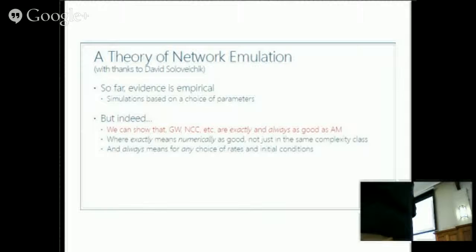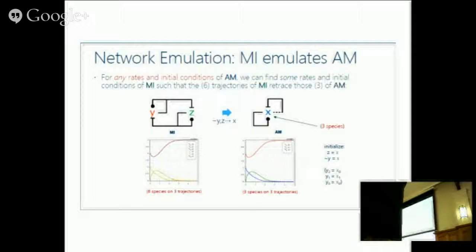What exactly means numerically: not just the same complexity class, but numerically the same. And always meaning not just for the parameters I've chosen here, but for any set of parameters, you can replicate the same performance. So that would be more or less the conclusion. So let's see how we get there. First of all, I started by noticing this puzzling phenomenon. And this is comparing the mutual inhibition to approximate majority.